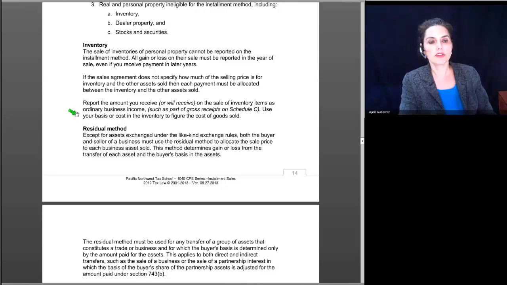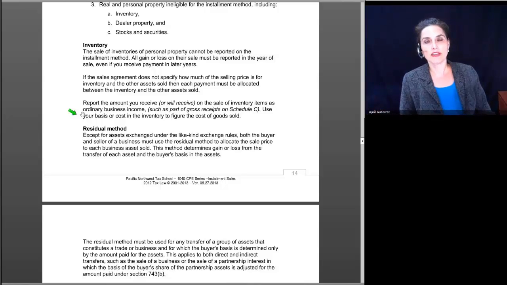Use your basis or cost in the inventory to figure the cost of goods sold. So you've sold a business, and the business had inventory that was included with it. Let's just say you sold a toy store, and there's a whole bunch of toys on the shelf. What the IRS is saying is that you're going to have to put a value on those toys that were sold, and you're going to have to report the value of that inventory as income in the year of sale.